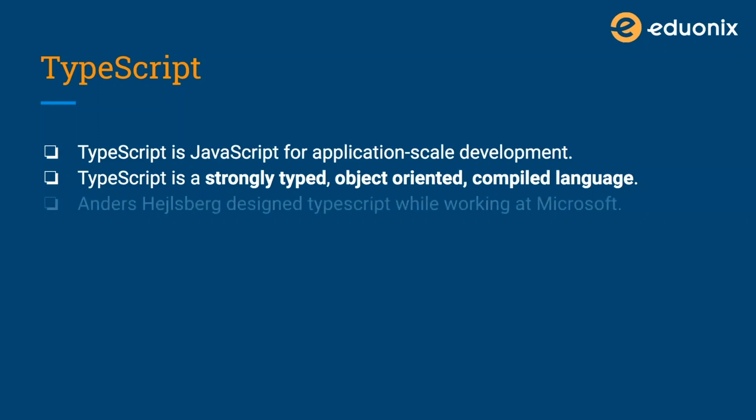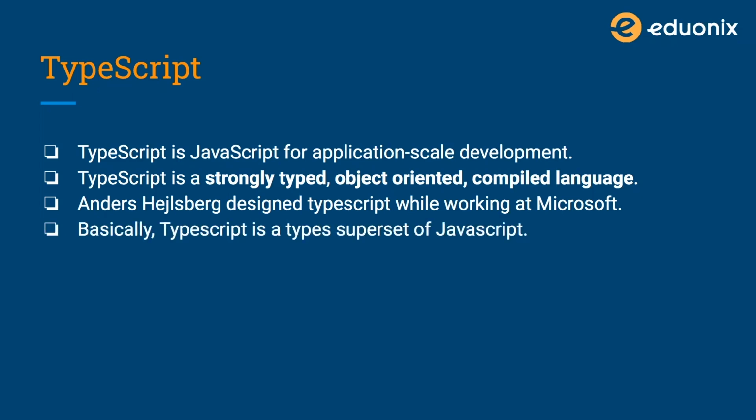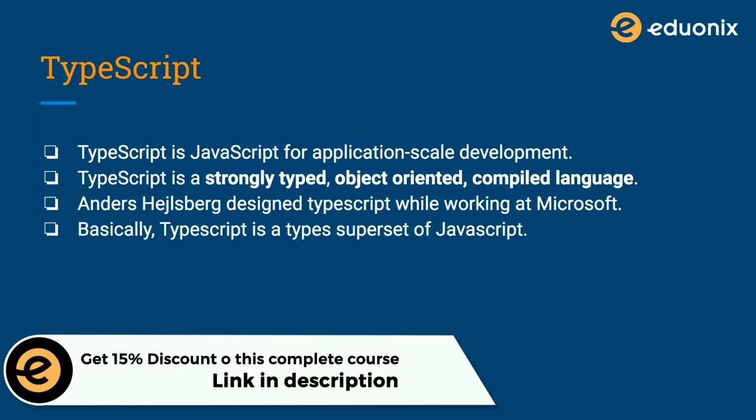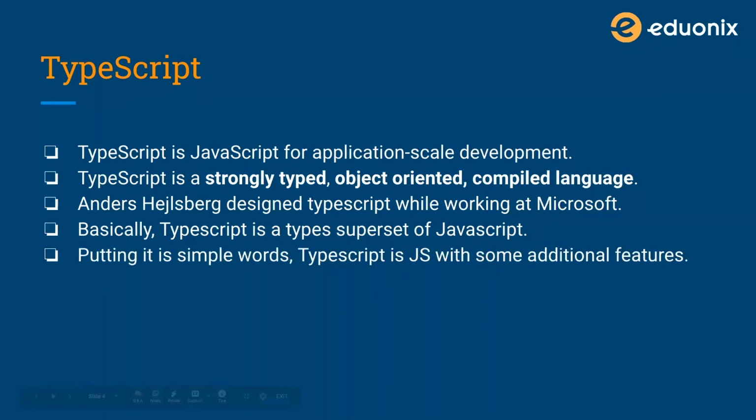Guys, are we good till this part? So Anders Hejlsberg designed TypeScript while he was working at Microsoft. TypeScript was developed at Microsoft, and it is majorly used in the latest release of Angular by Google. TypeScript is a kind of superset of JavaScript. Whatever is there in JS, put together with some capabilities, is available in TypeScript. Putting it in simple words, TypeScript is nothing but JS with some additional features.